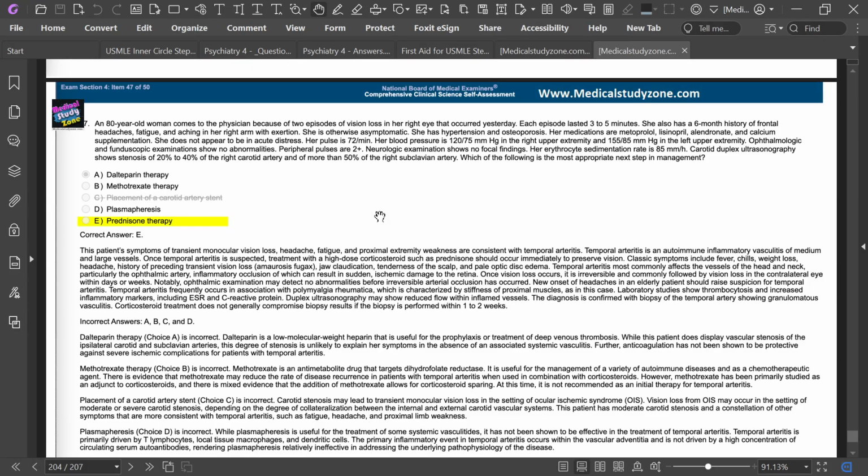It frequently occurs in association with polymyalgia rheumatica, which is characterized by stiffness of the muscles, as occurs in this case. Lab studies show thrombocytosis and increased inflammatory markers, ESR and CRP. Duplex ultrasonography shows reduced flow within the inflamed vessel.